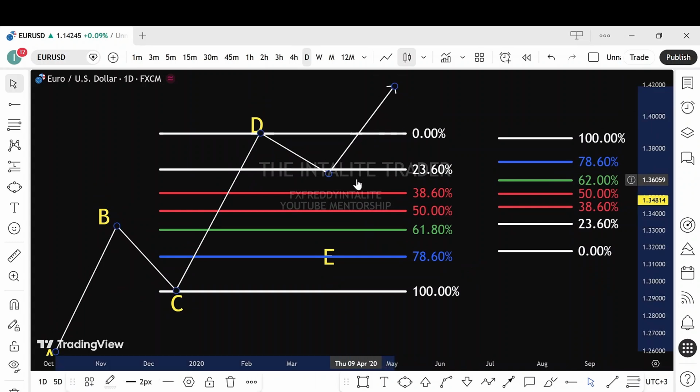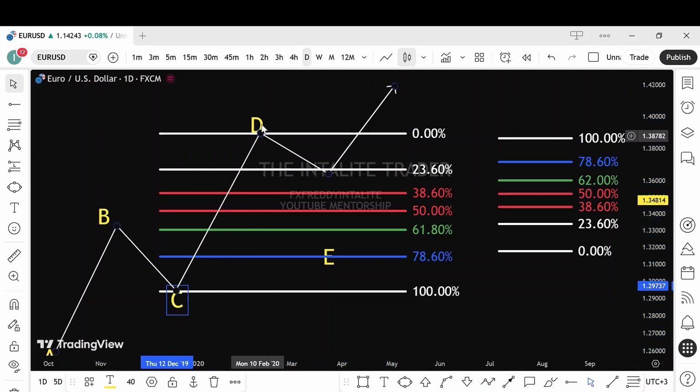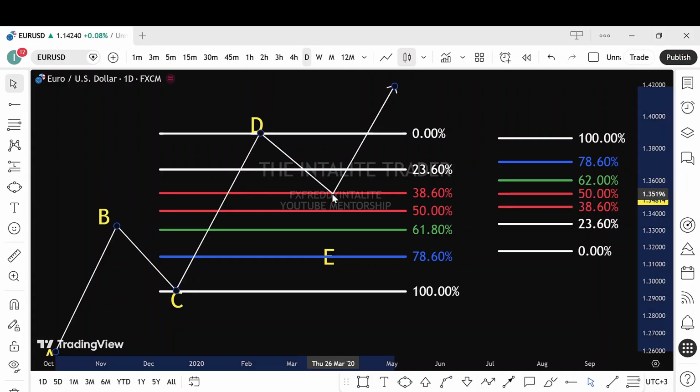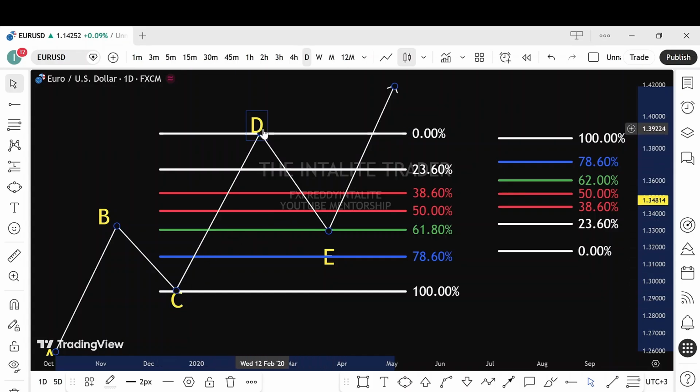23.6% means it has pulled back 23.6% of this previous C to D move. If it comes to 38.2%, it means it has pulled back 38.2% of this previous C to D move. If it comes to 50, that means it has pulled back half, 50% of the previous C to D move. And the same thing applies if it comes to 61.8. It has pulled back 61.8% of this previous C to D move.